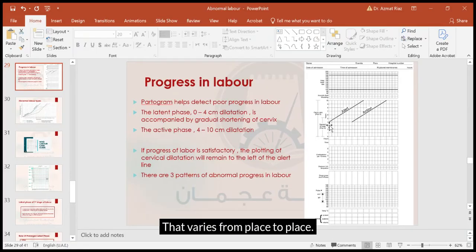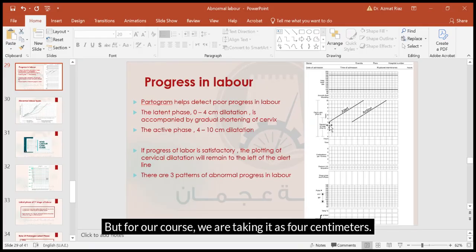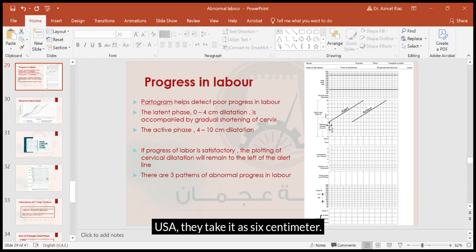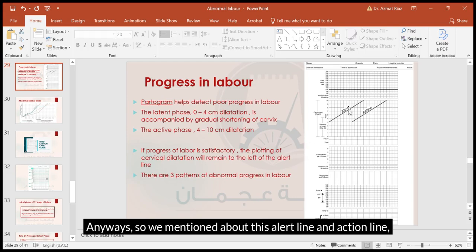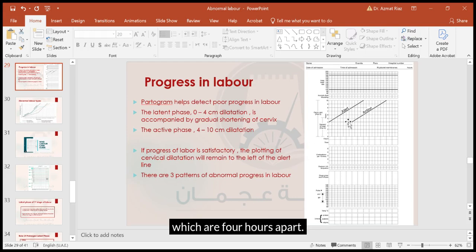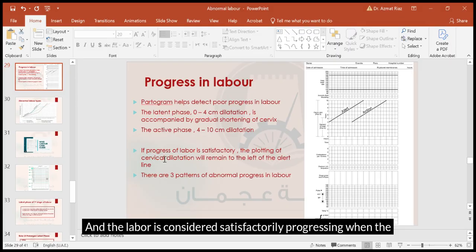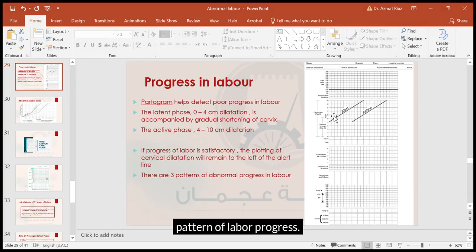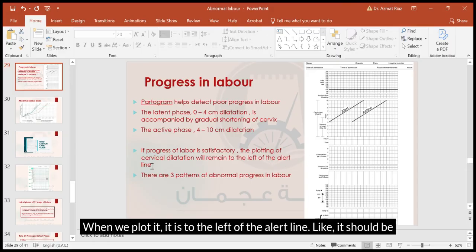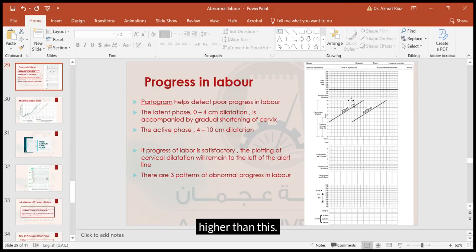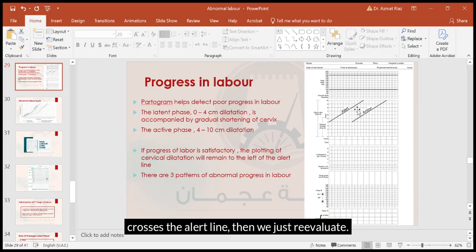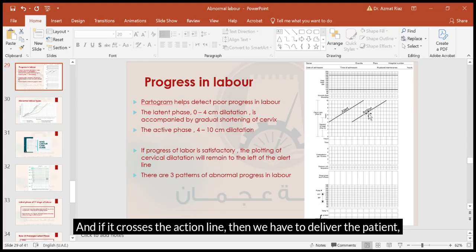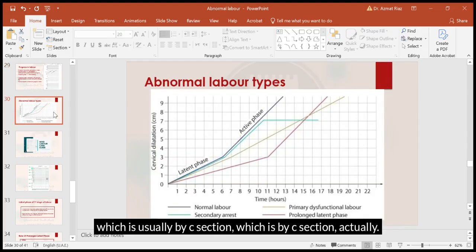That varies from place to place, but for our course, we are taking it as 4 centimeters. The WHO has recently changed it to 5 centimeters, and in the USA, they take it as 6 centimeters. Anyway, we mentioned this alert line and action line, which are 4 hours apart, and the labor is considered satisfactorily progressing when the pattern of labor progress, when we plot it, is to the left of the alert line, like it should be higher than this. If it is delayed, if it crosses the alert line, then we just reevaluate, and if it crosses the action line, then we have to deliver the patient, which is usually by c-section.